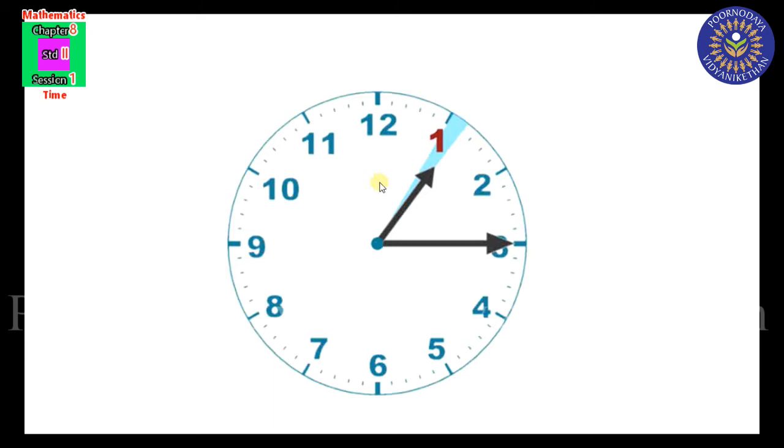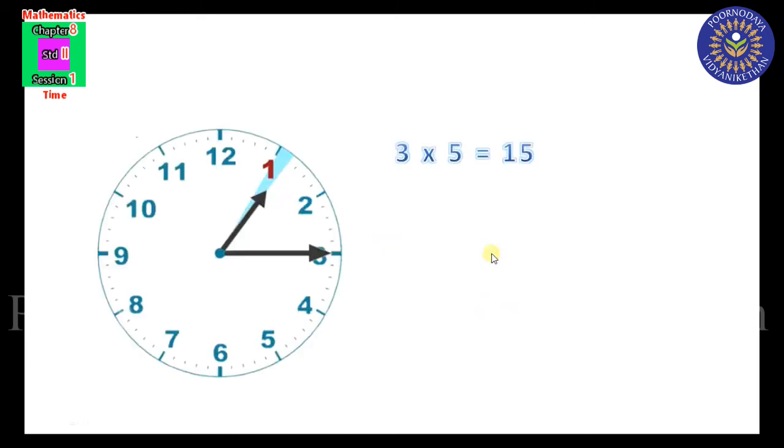For example, if the minute hand is at 3, see here, the hour hand is at 1 and the minute hand, the long hand, is at 3. So how can we calculate the minutes? Yes, multiply this 3 by 5. 5 into 3 is equal to 15 minutes. Now, this minute hand is at 3, which represents 3 into 5 is equal to 15 minutes.